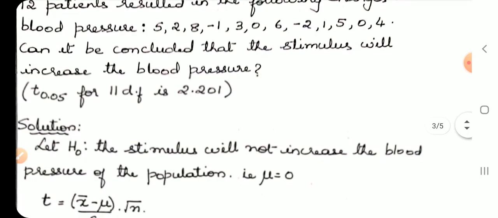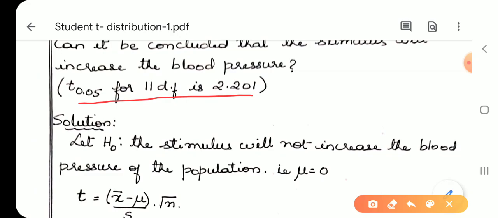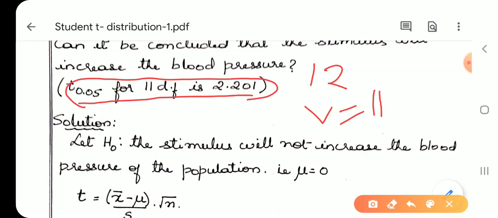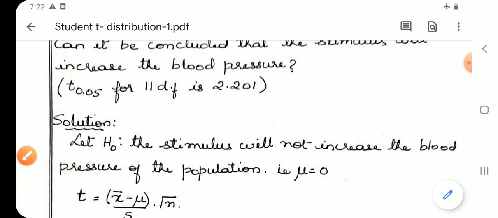Here they have given the standard T value from the table, that is T of 0.05 for 11 degrees of freedom. See, they have taken 12 patients, so the degree of freedom will be 11. In most of the problems they give the value. If the value is not given, you have to find it using the T distribution table. At the end of this video, I will show you how to find it using the T distribution table. Now let us continue with the problem.